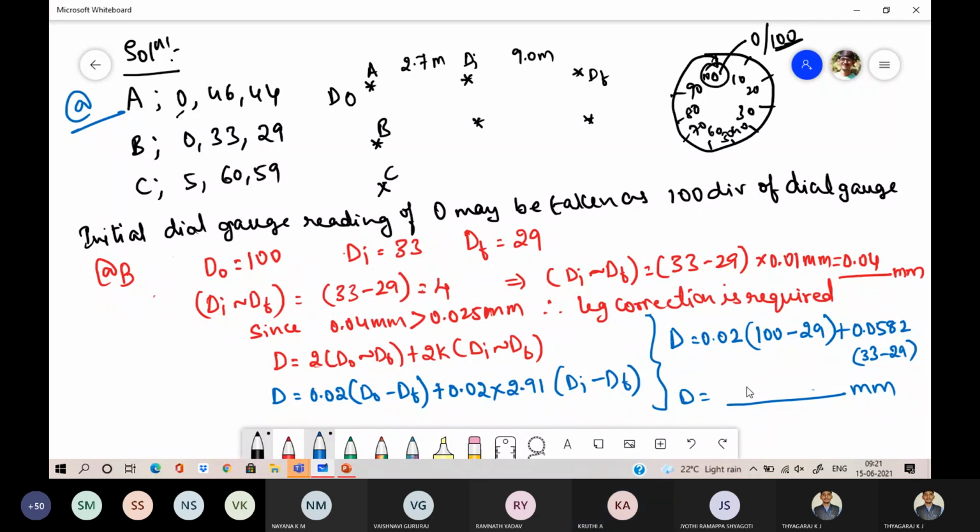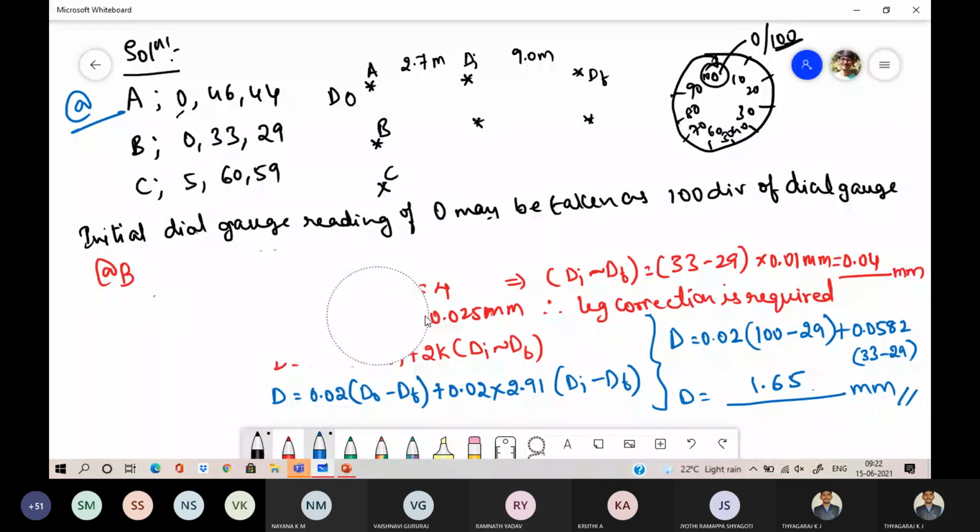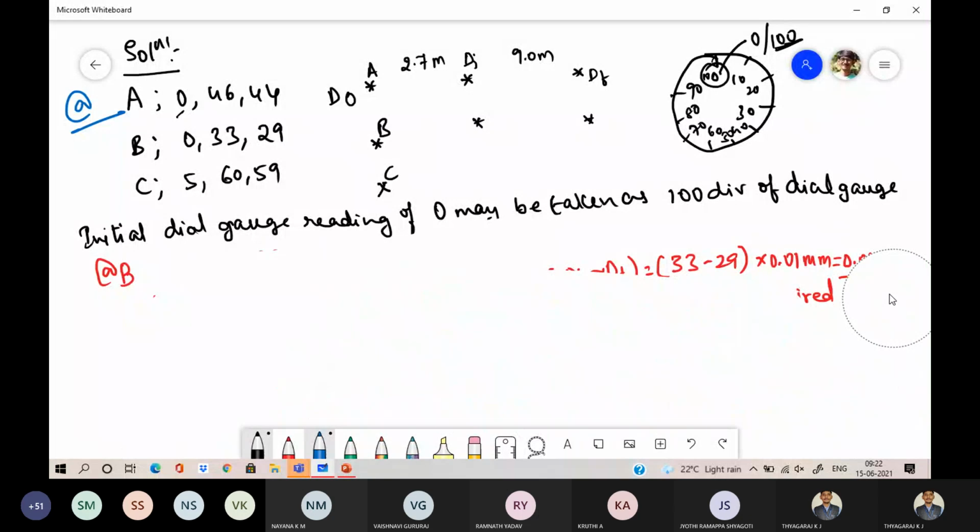1.65? 1.5? Okay, this will be the value. Is it clear, how to calculate this one? Yes, sir. Have you written this one? Yes, sir. Next, at point B, this will be asked for 4 marks. So kindly be thorough with this problem.